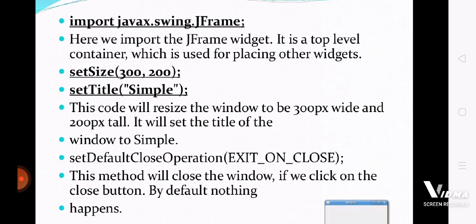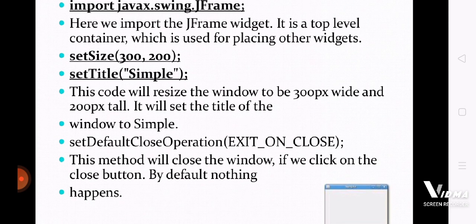Okay, here first of all we have imported javax.swing.JFrame. Here we import the JFrame widget. It is a top level container. So first of all we need a top level container which is used for placing other widgets. We have to create a frame on which we will then place other controls. Frames are available in the JFrame class. So if you are designing any frame, you have to extend it from the JFrame class.